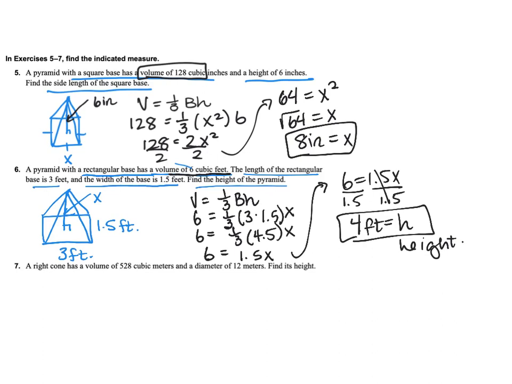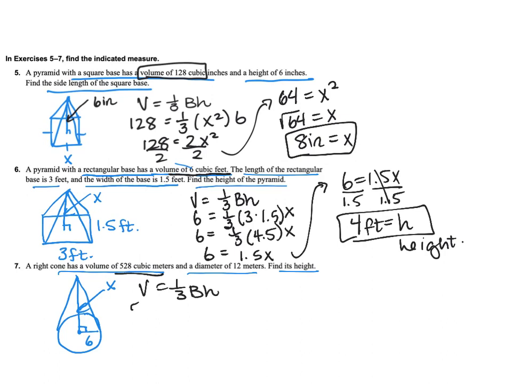Okay, number 7, a right cone has a volume of 528 cubic meters and a diameter of 12 meters. Find the height. And there's the circular base. Radius would be 6 if the diameter is 12. It's a right cone, so we'll make that a perpendicular height. The height we don't know. That'll be our X. So again, we'll set up our formula first.